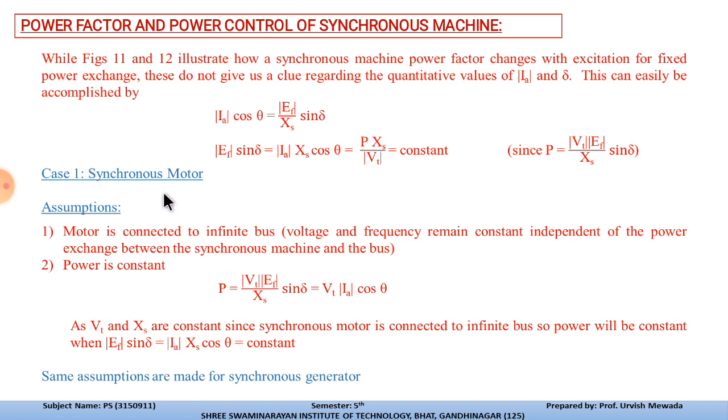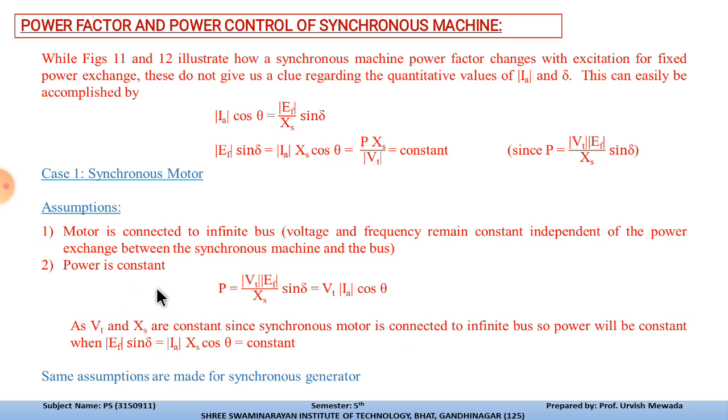If we consider a synchronous motor, then certain assumptions need to be made before we derive or solve the power factor control using the synchronous machine. Generally the motor is connected to the infinite bus for power factor correction, and the voltage and frequency remain constant, independent of the power exchange between the synchronous machine and the bus.